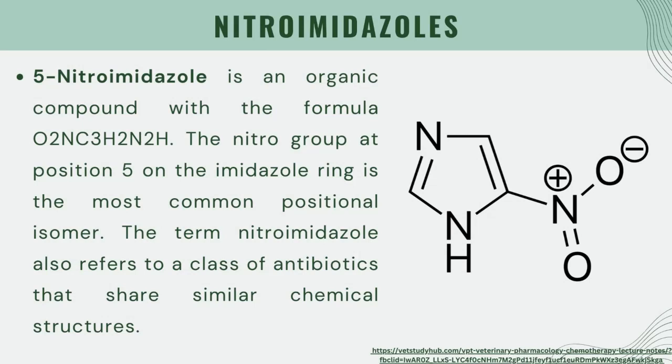Nitroimidazoles. 5-nitroimidazole is an organic compound with the formula O2N C3H2N2H. The nitro group at position 5 on the imidazole ring is the most common positional isomer. The term nitroimidazole also refers to a class of antibiotics that share similar chemical structures.